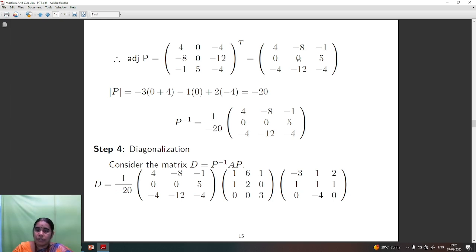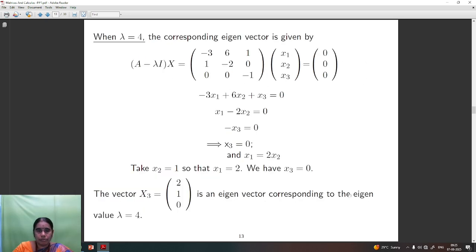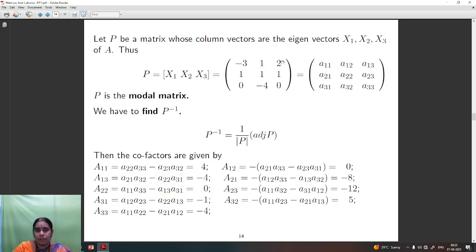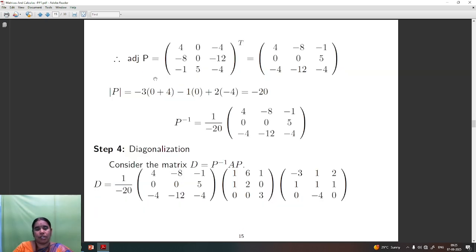We also have to calculate the modulus of the given matrix P. This is our P matrix, and for this P we calculate the modulus value. So, the modulus of P is minus 20. Thus, P inverse is 1 by modulus of P into adjoint of P. This is our P inverse.